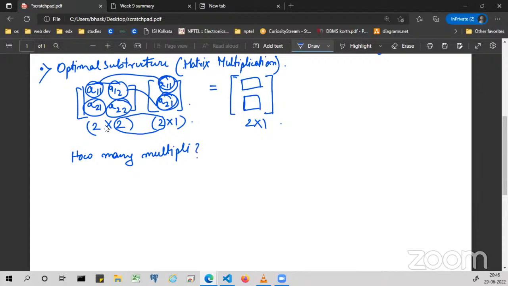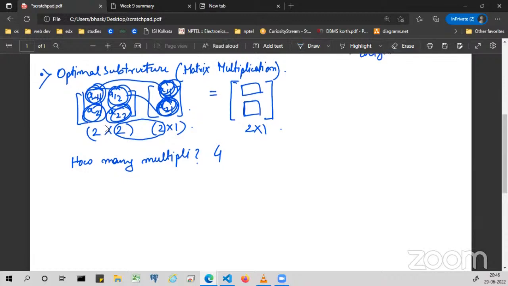How many multiplications did we do? 4, right? 4 multiplications. A11 with A11, A12 with A21. So 2 multiplications, and again here we have 2 multiplications. Correct. So we did a total of 4 multiplications. Now let's generalize this.